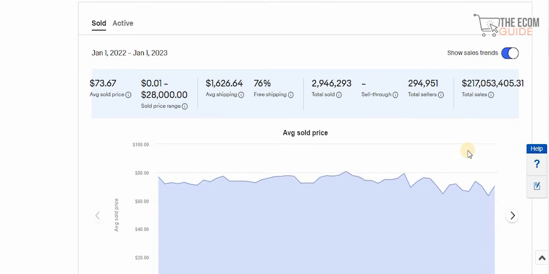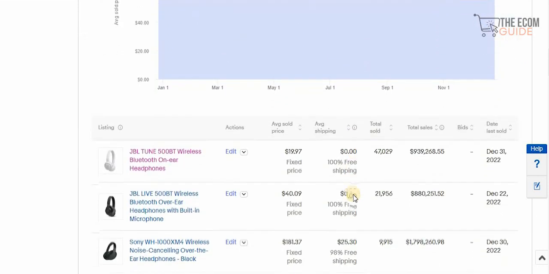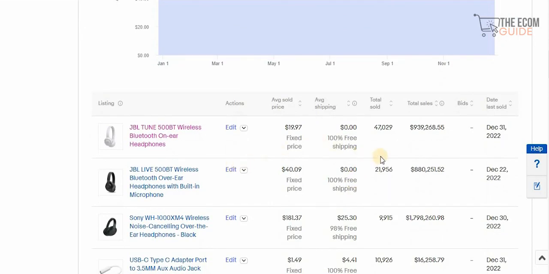If you look at the graph, you can clearly see that this is a product that was sold throughout the year. So this is a product you should definitely have on your account. This is something that you want to sell in your shops. And if you look at the people that are selling it, for example, this individual has made at least $939,000. They made $1 million selling a product for $19.97. For $20 per pop of this product, they sold 47,000 and made $1 million bucks. It is as simple as that.